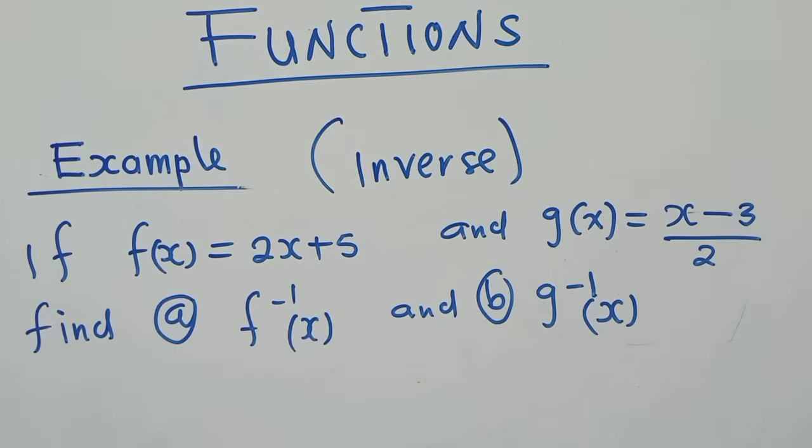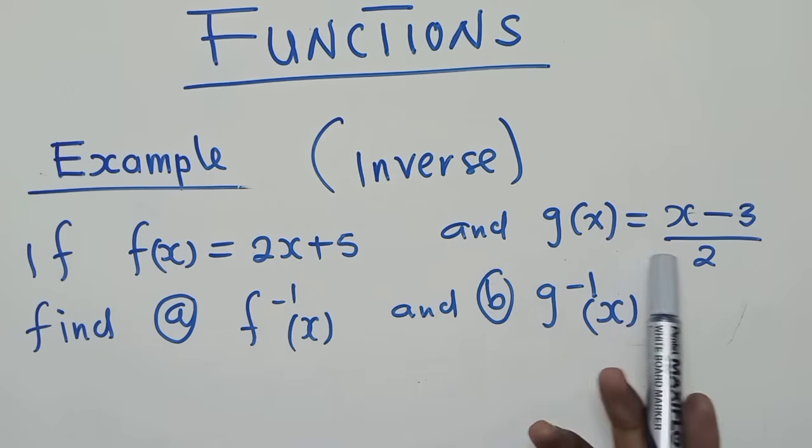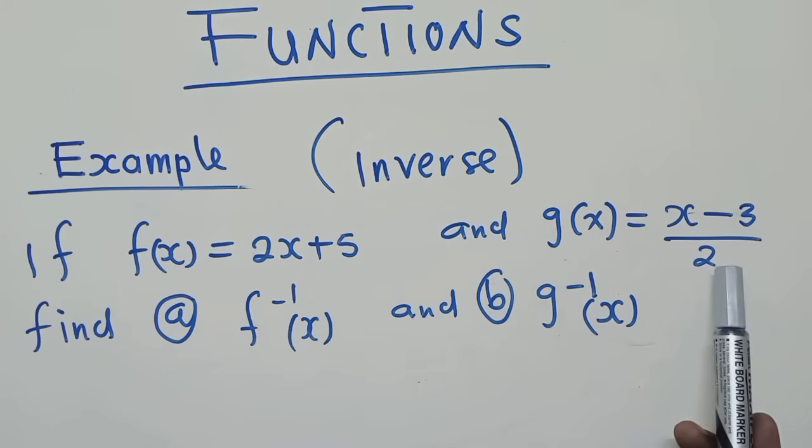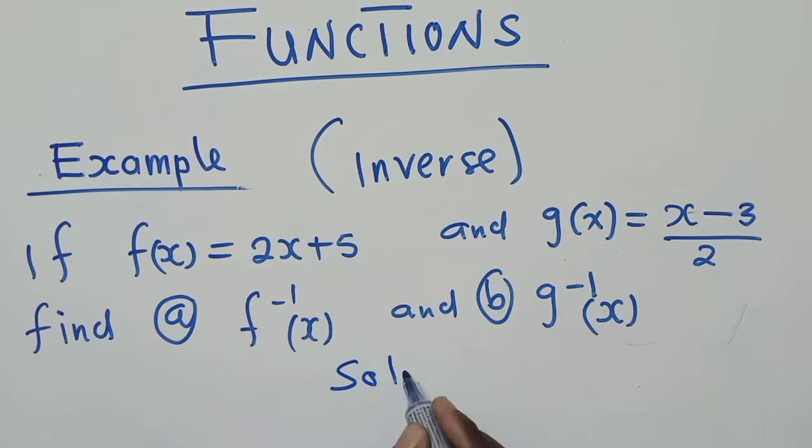All right, so we are dealing with inverse right here. Okay, so I've been given two functions. If f of x is equal to 2x plus 5 and g of x is equal to (x minus 3) over 2, find f inverse of x and g inverse of x. So what does it mean when we talk about inverse? It's simply the opposite, okay? Opposite.